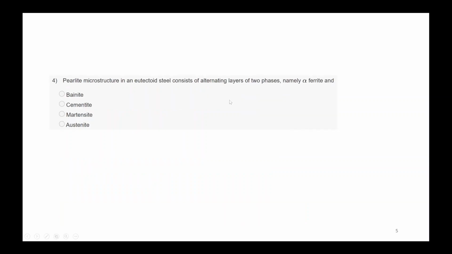Now the fourth question is, perlite microstructure in a eutectoid steel consists of alternating layers of two phases, namely alpha ferrite and, so this is a similar question. Perlite will also have cementite with it. Another layer will be cementite. So the answer will be B.